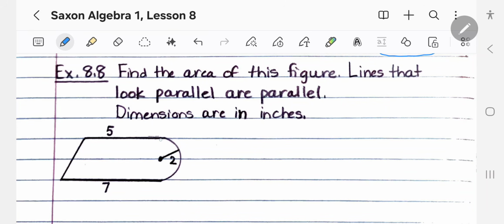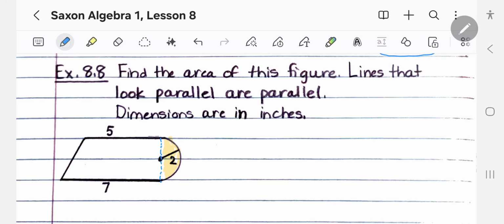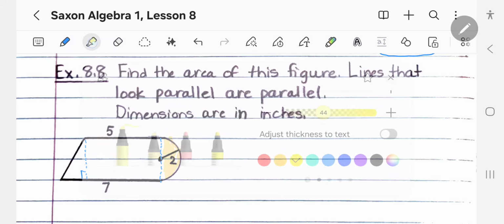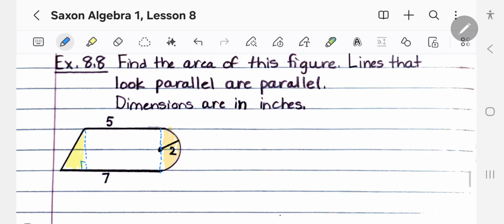I think the obvious one here is that this is half of a circle, right? This we'll color here orange. I see a semicircle there. Let's go over here and drop a perpendicular line down, and we can use the yellow, and that will be a triangle. And then what's left in white, that's a rectangle. So let's do the area of each of those figures, and then we can add them together.